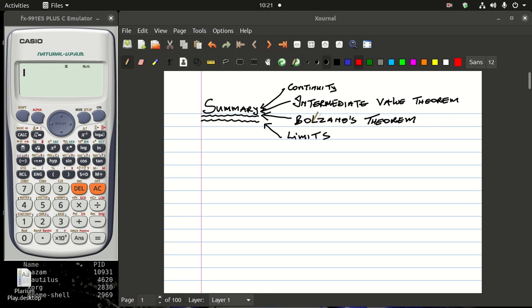In today's lesson, I want us to talk about the summary. We're just going to be focusing on the summary of continuity and limits. Of course, when we are talking about continuity, we cannot say we have completed the lessons on continuity if we haven't mentioned the intermediate value theorem and Bolzano's theorem.